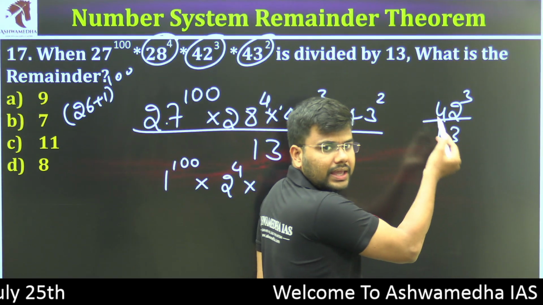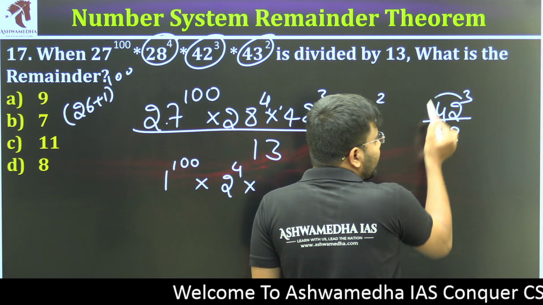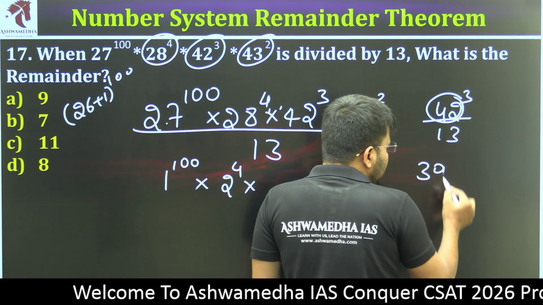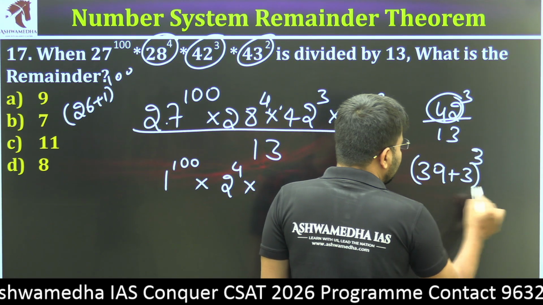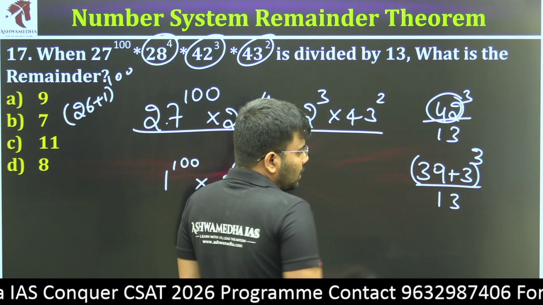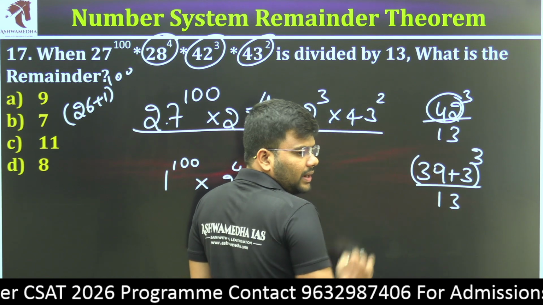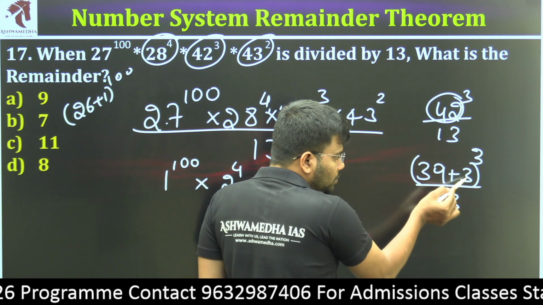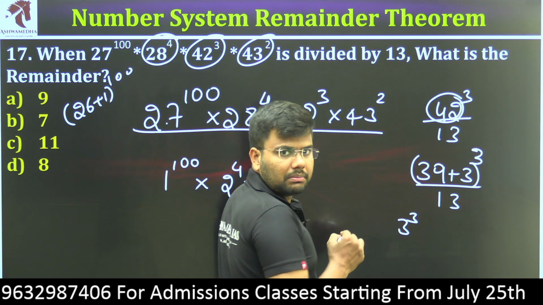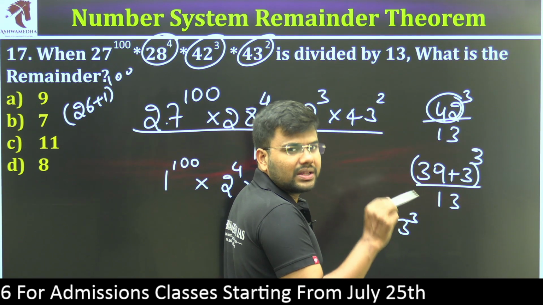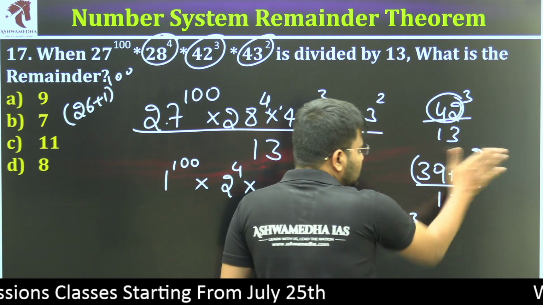If this was the case in the problem, what we would have done is write this 42 as (39 plus 3) whole to the power of 3 divided by 13. Now 39 is completely divisible. For this 3, 3 to the power of 3 would be the remainder, that is 27 is the remainder. Now again you divide 27 by 13, 1 would be the remainder. That's how you solve, but it's okay.